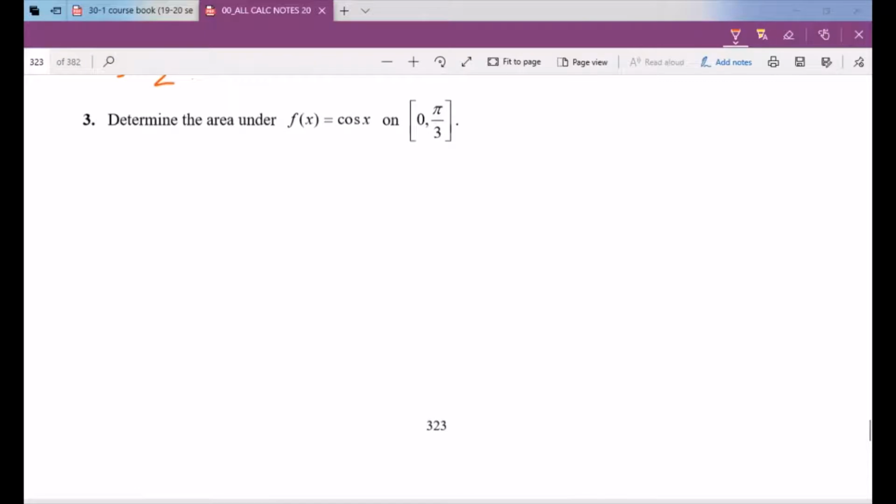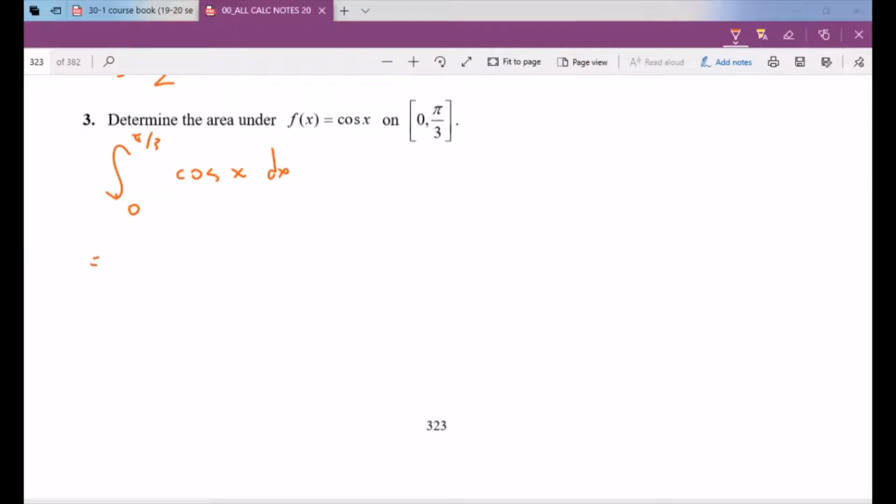Number 3. Okay, so the area under f of x from the interval 0 to pi thirds. So the area from 0 to pi thirds, 0 on the left, pi thirds on the right, so we write them on the bottom and on the top of our integral sign, respectively. And we are integrating cos x dx.